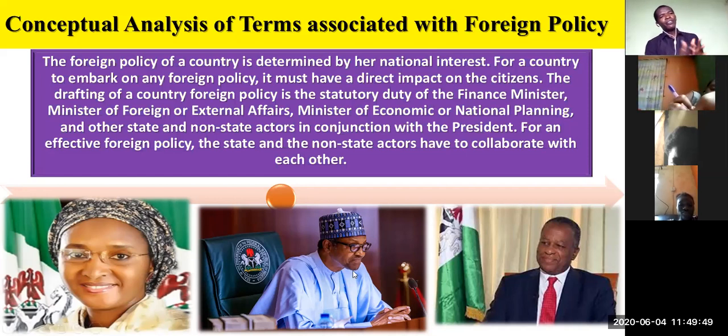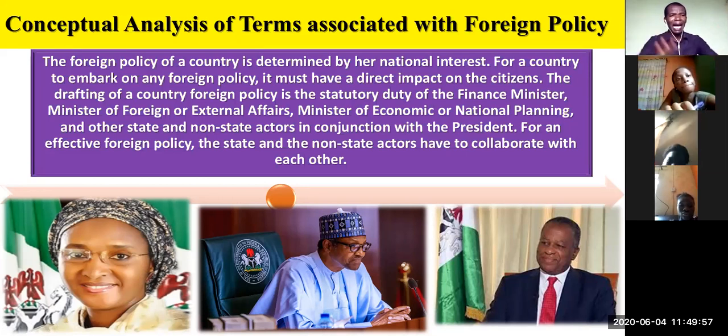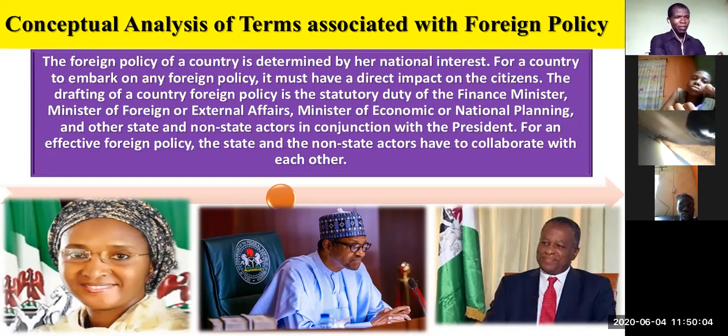So these people come together and draft the foreign policy of a state in conjunction with some non-state actors. Then I will now ask this question. What is the meaning of state actors and what is the meaning of non-state actors?